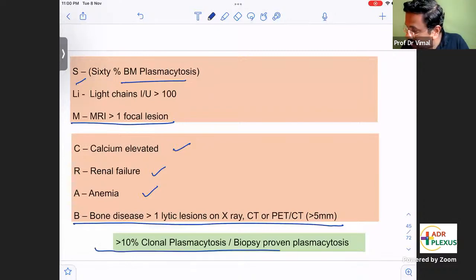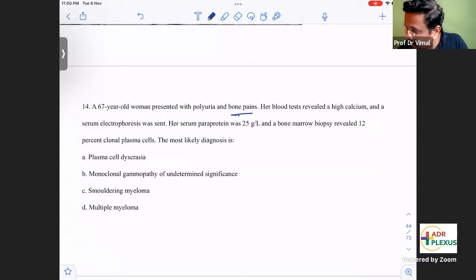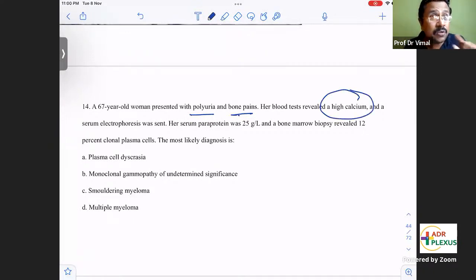Apart from this, there should be more than 10% clonal plasmacytosis. In multiple myeloma there is clonality, monoclonal proliferation, so biopsy-proven plasmacytosis should be there. In this case, the patient has bony pains and polyuria, and they have already said there is high calcium, so the CRAB criteria is fulfilled, and the serum electrophoresis also shows the paraprotein.